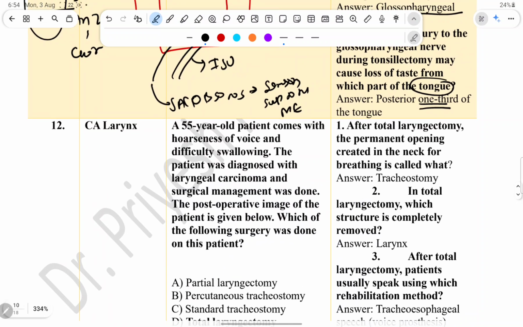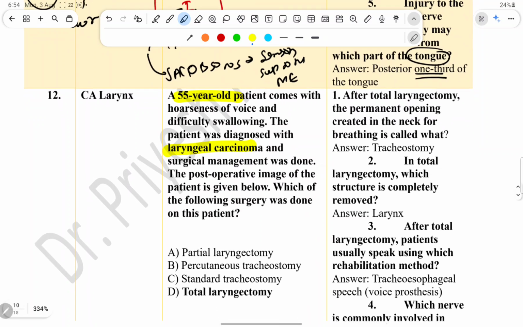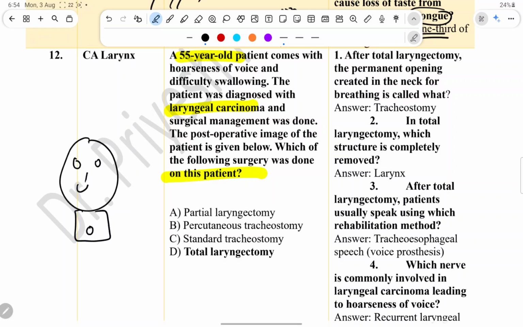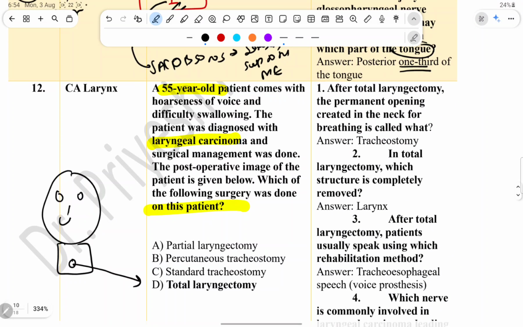Next, let's see a question. Let's pick up the pointers. A 55-year-old male patient presents with hoarseness of voice and difficulty in swallowing. The patient was diagnosed with laryngeal carcinoma. Surgical management was done. The post-operative image of which of the following surgeries was done? Since we do not have any post-operative image, I think the image will be like this. This is the person. A hole will be made in the neck. So a hole in the neck suggests total laryngectomy, that is clearance of all the parts.